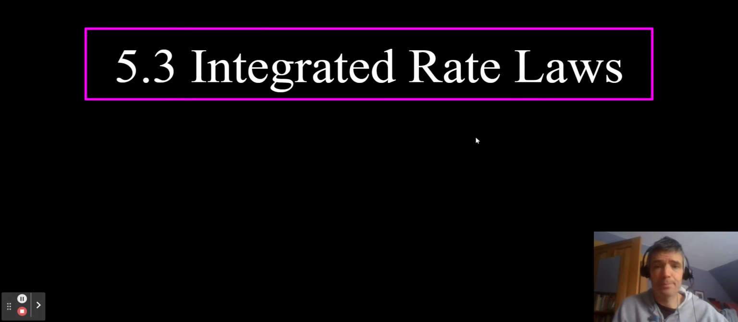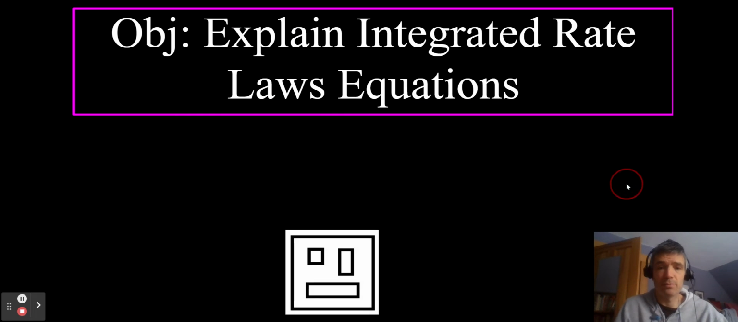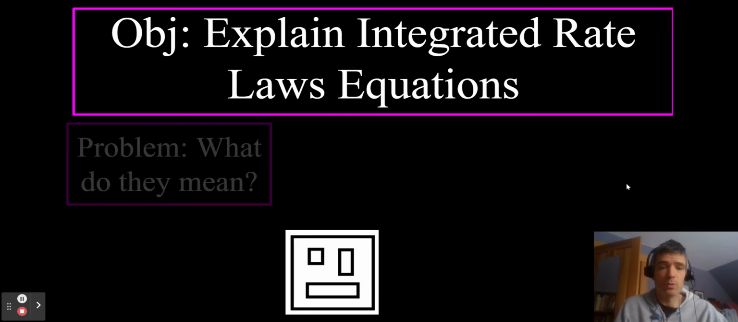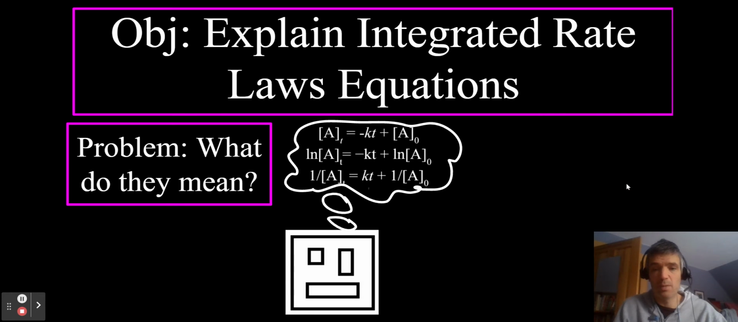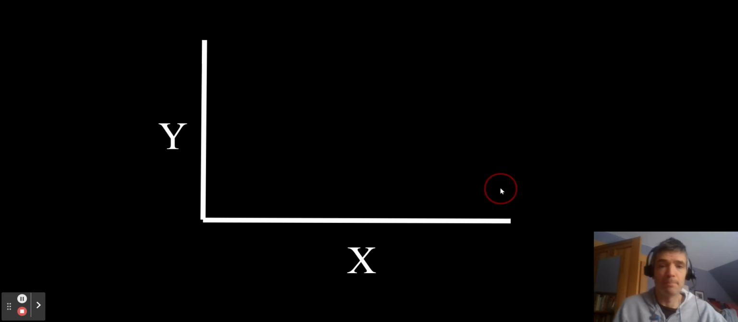All right, here's the topic. And these things are really equations, one for zero, first and second order, respectively. Our goal is, when you see them, I want you to know what they mean and what all the variables are, and why they're written the way they're written.